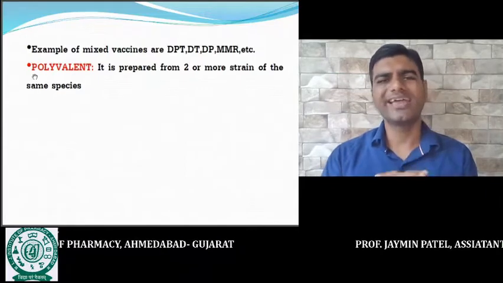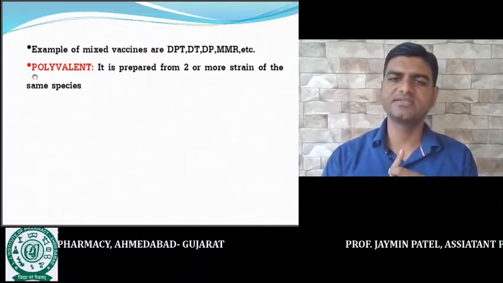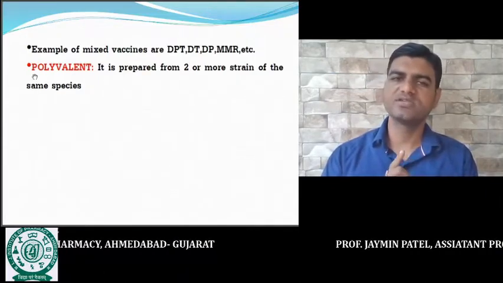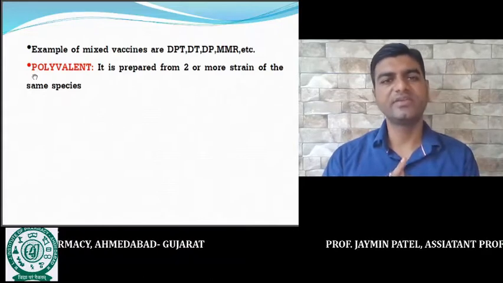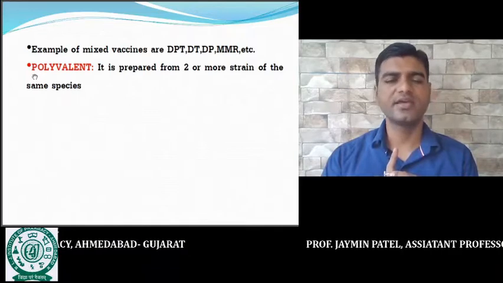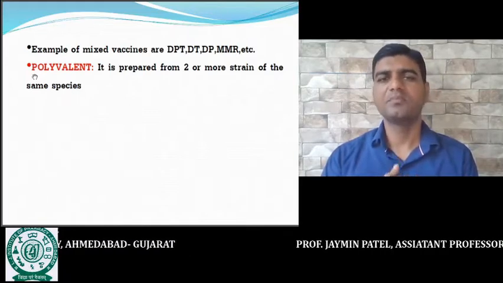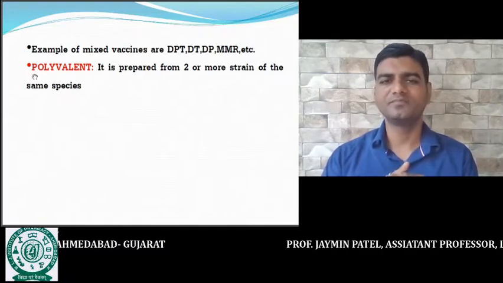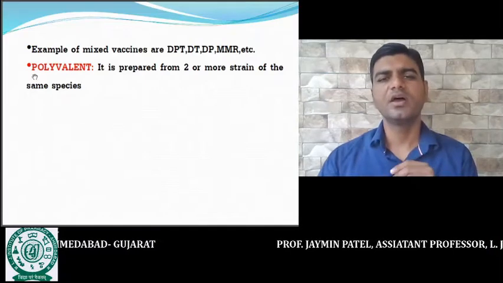Here, an example of a mixed vaccine is DPT: diphtheria, pertussis and tetanus. The second one is DT, diphtheria and tetanus. Then DP, diphtheria and pertussis. And MMR means measles, mumps and rubella. So these are examples of mixed vaccines.